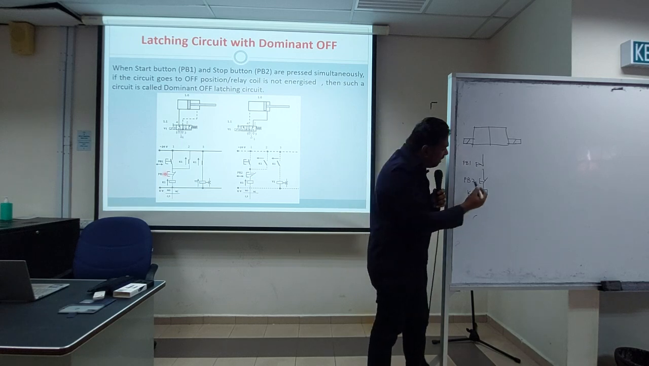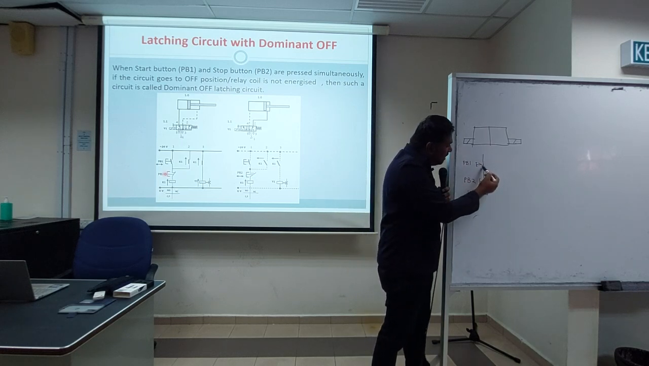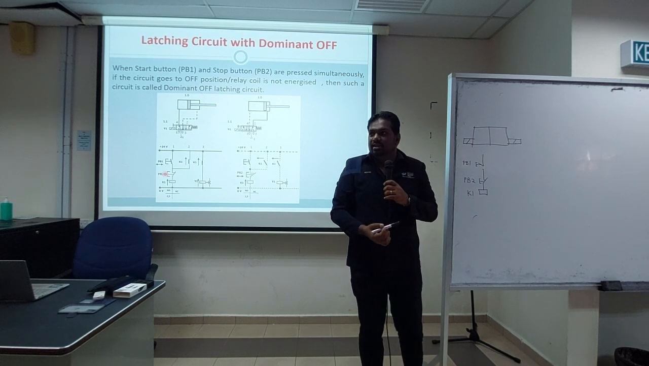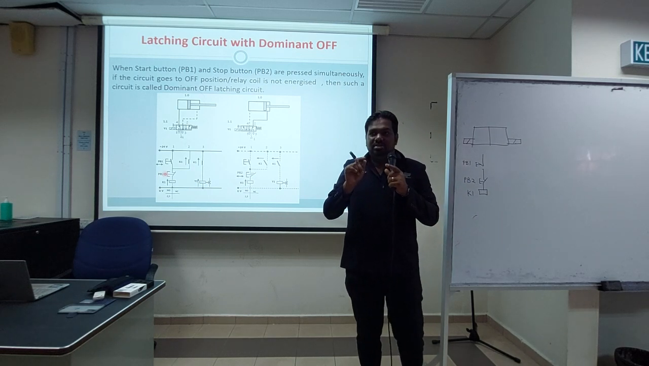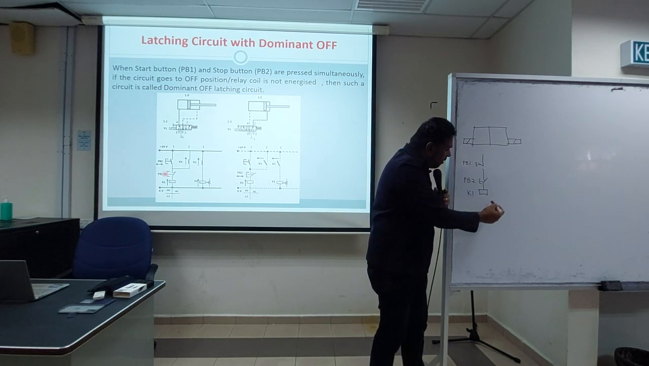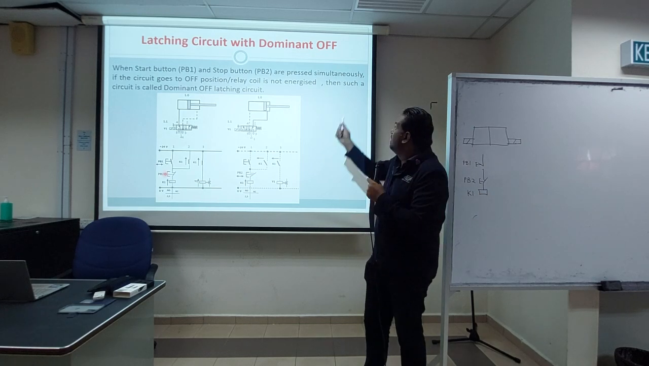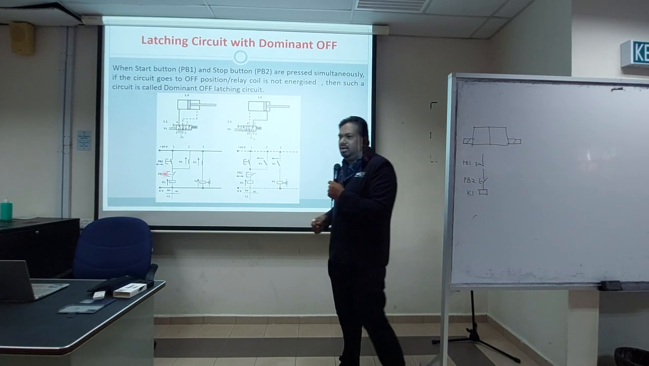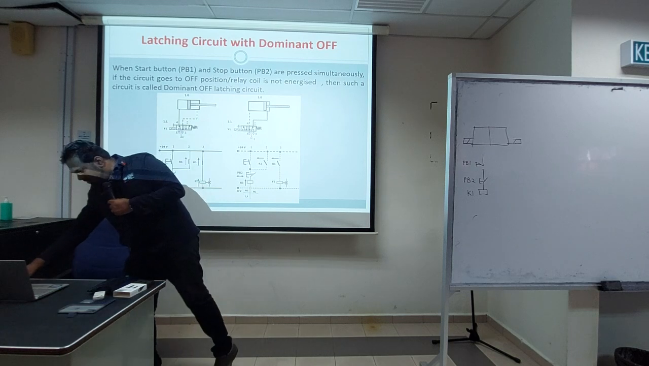Dia akan takkan ada connection sebab 24 volt akan masuk dekat sini sebab dia akan jadi on, tapi yang ni disconnected. So coil 1 not energized. So kalau you tekan dua-dua tu simultaneously and coil 1 is not energized, itu maksudnya dominant off. So itu yang maksud dia lah.